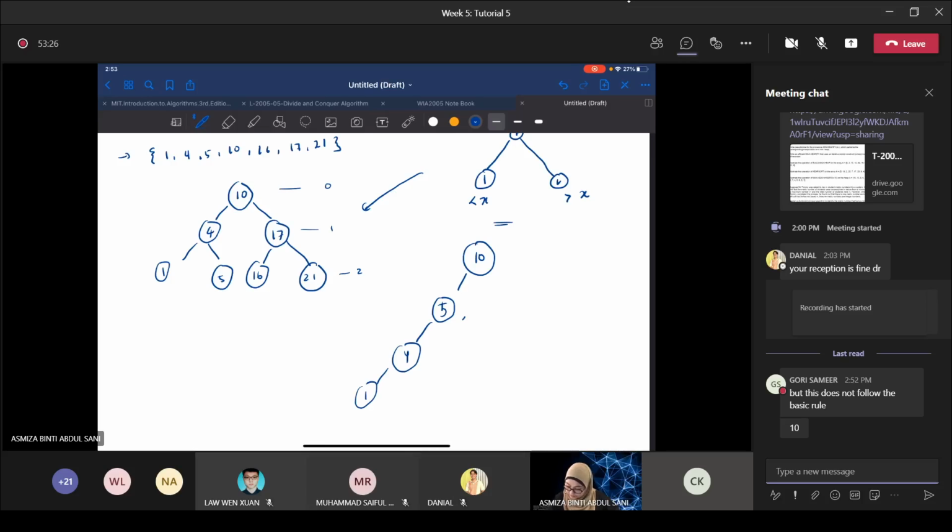Okay, so we can do the same thing on this side as well. So for 17, we can do 16, we can do 21. Okay, so this is of height 3. Because this one is level 0, this is level 1, this is level 2, and this is level 3. You're probably going to get a different 3.